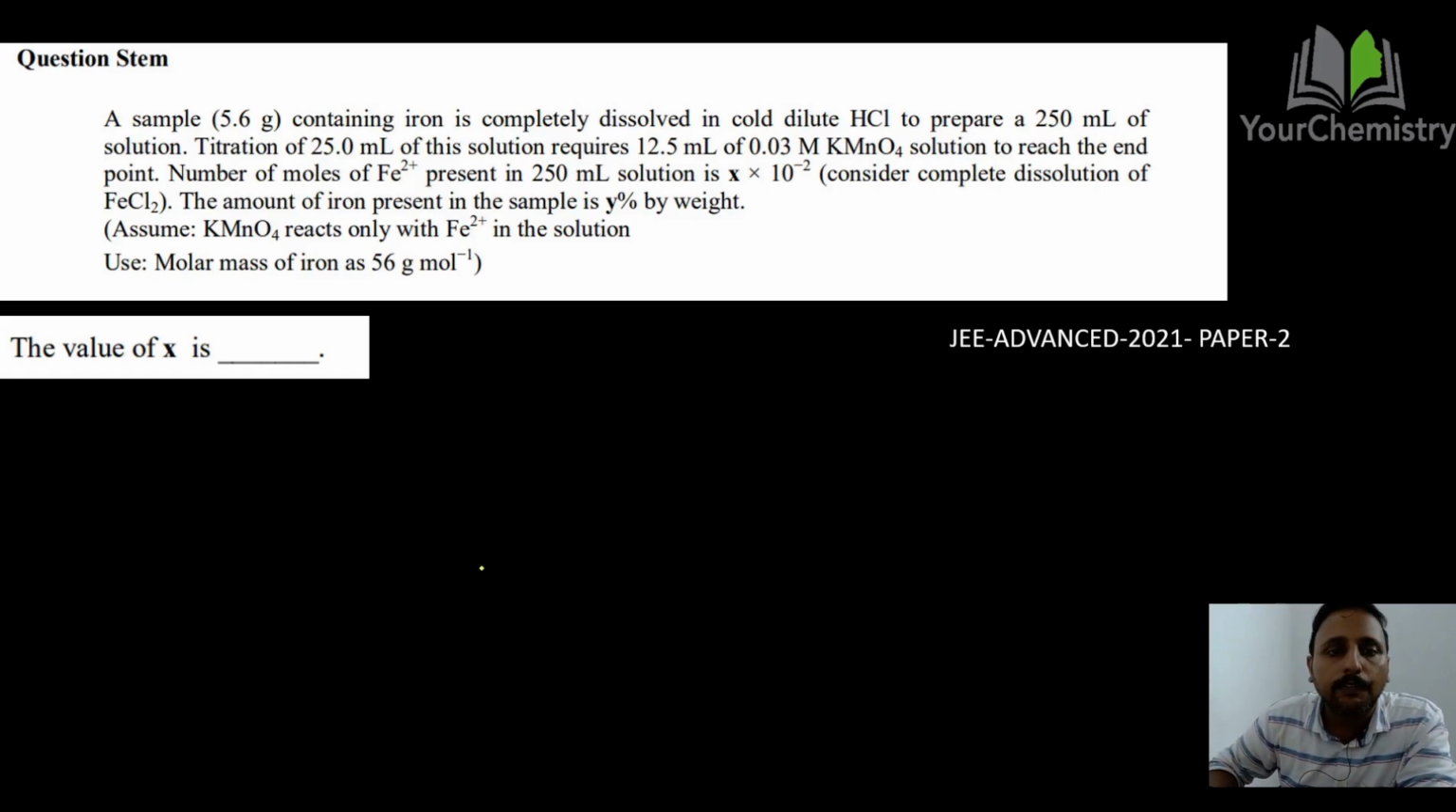A sample of 5.6 gram iron is completely dissolved in cold dilute HCl to prepare a 250 ml solution. Titration of 25 ml of this solution requires 12.5 ml of 0.03 molar KMnO4 solution to reach the end point. Number of moles of Fe2+ present in 250 ml solution is x into 10 raised to minus 2. Consider complete dissociation of FeCl2. The amount of iron present in the sample is y percentage by weight. Assume KMnO4 reacts only with Fe2+ in the solution. Molar mass of iron is given as 56 gram per mole.